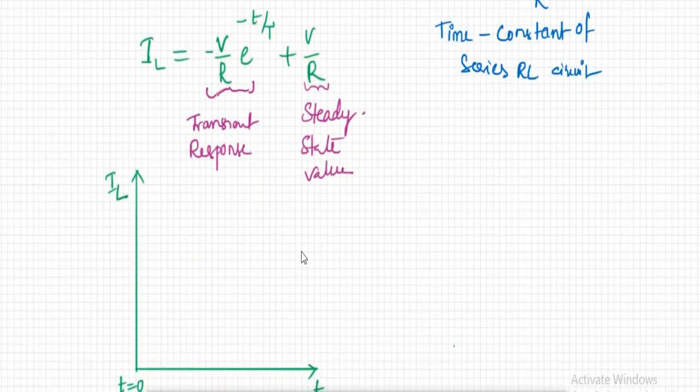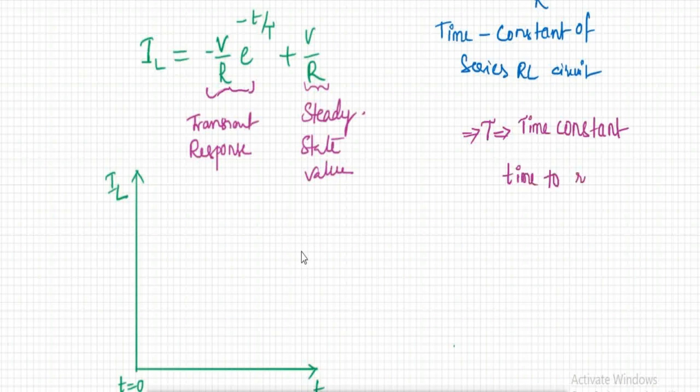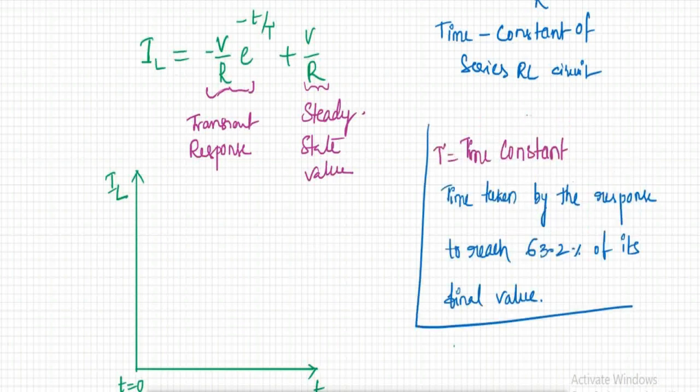Now just after switching on the circuit, our expression is telling that the transient term is minus V by R e power minus t by tau. So here time constant tau has a different definition because it is forced excitation. Tau is the time constant, so this is the time to reach 63.2% of response. So here time constant is nothing but the time taken by the response to reach 63.2% of its final value.